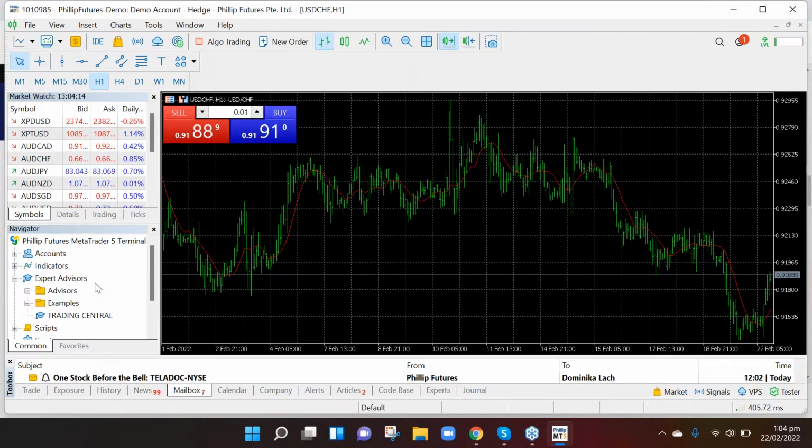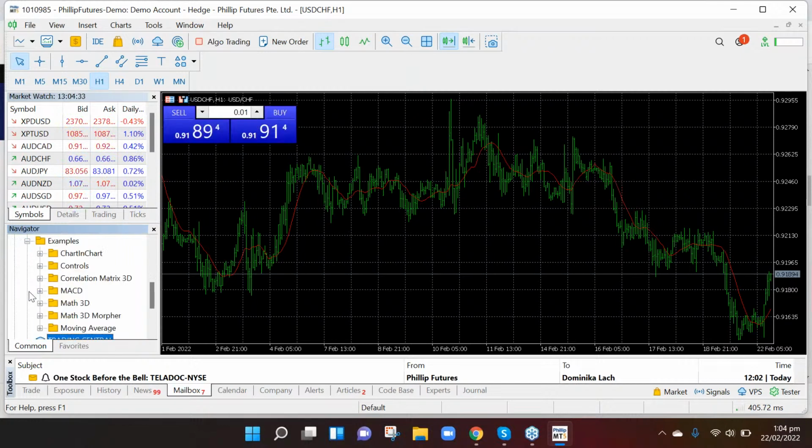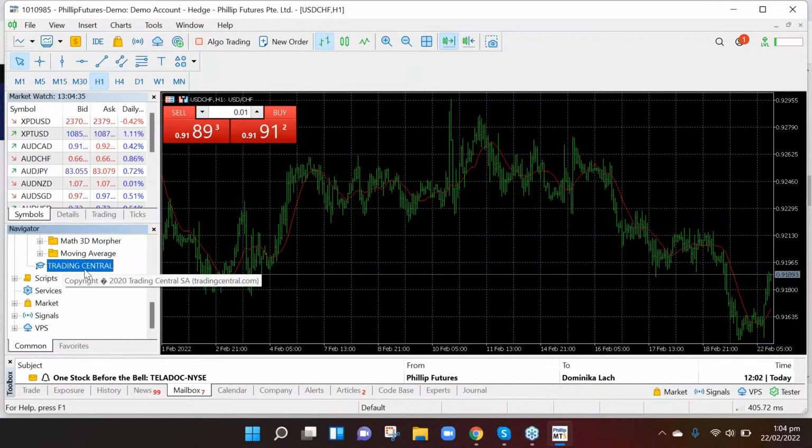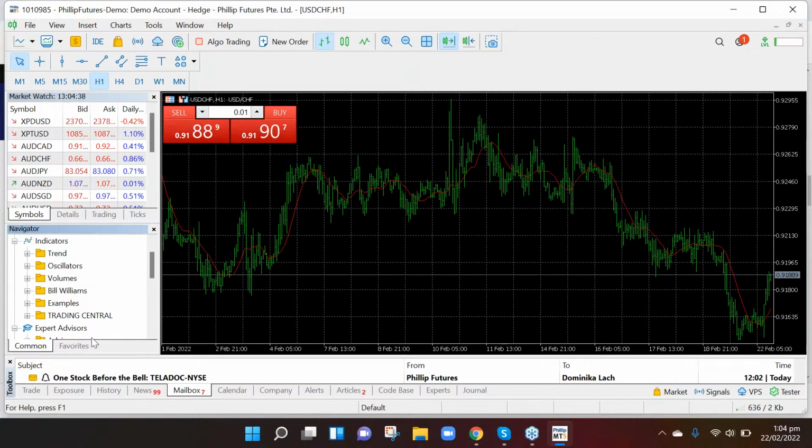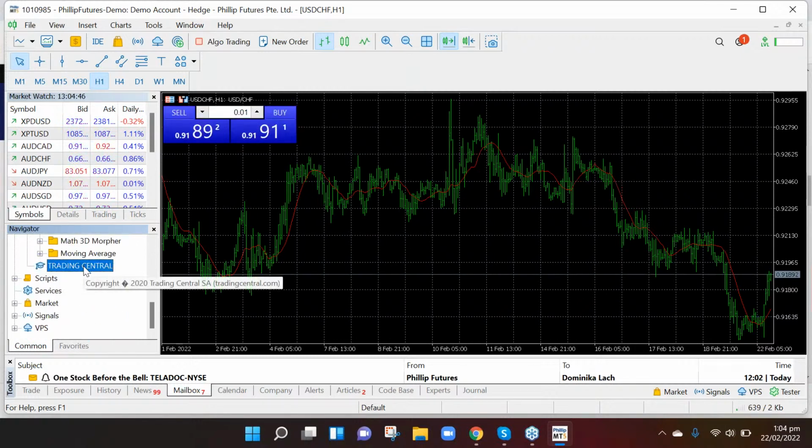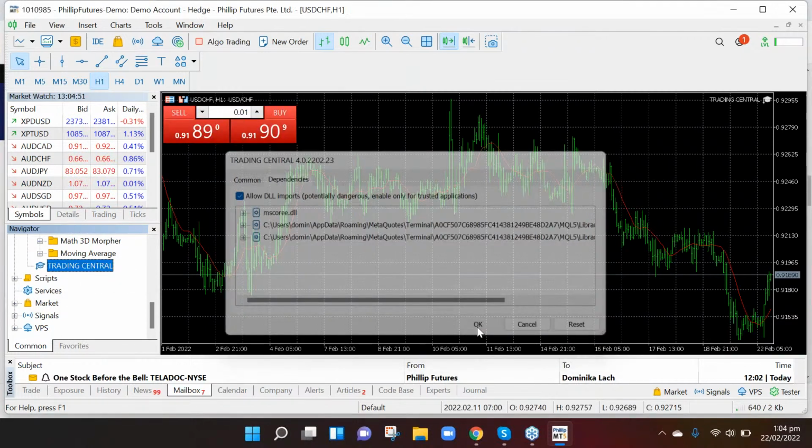So if you want to use our indicators or other tools which you can find within the plugin, you should go to the navigator window. The indicators you're going to find in the indicator section of the Trading Central. If you want to use other tools, which I'm going to show you in a moment, you should go to the Expert Advisors and again Trading Central. And now you should just drag and drop to the chart, click OK.